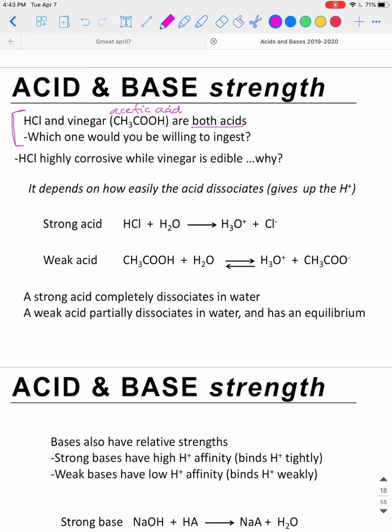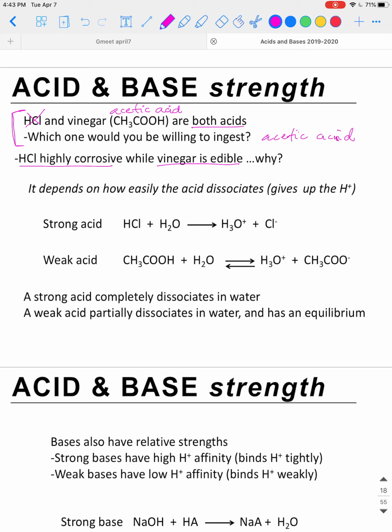They're both acids, but if I ask you the question right below that, which one would you be willing to ingest? I hope that your answer would be acetic acid, right? Not vinegar, or sorry, not HCl. We would not want to ingest HCl. It's highly corrosive, but we could ingest vinegar. Maybe you have been around long enough to know that HCl is highly corrosive. Vinegar is edible. We use it in cooking. There's all kinds of vinegar you can buy at the store. But why is this? Why is one edible and one highly corrosive and they're both acids?